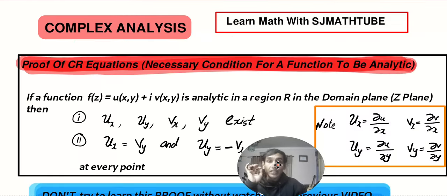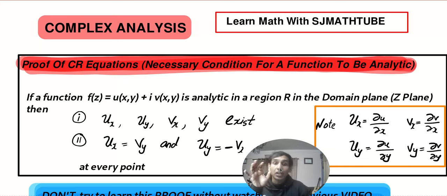In your university they may ask you to learn the proof. Maybe for some applied mathematicians it might sound boring, but still it's nice to know what is actually happening in the things that you apply. Okay, let's start with the proof of CR equation. Once more let me tell you, I'm talking only about the necessary condition. It is not sufficient, it is only the necessary condition.